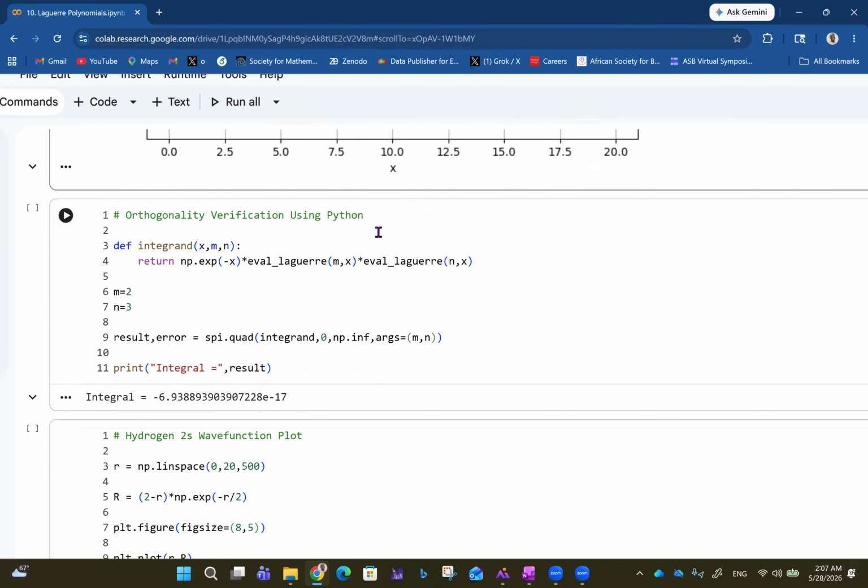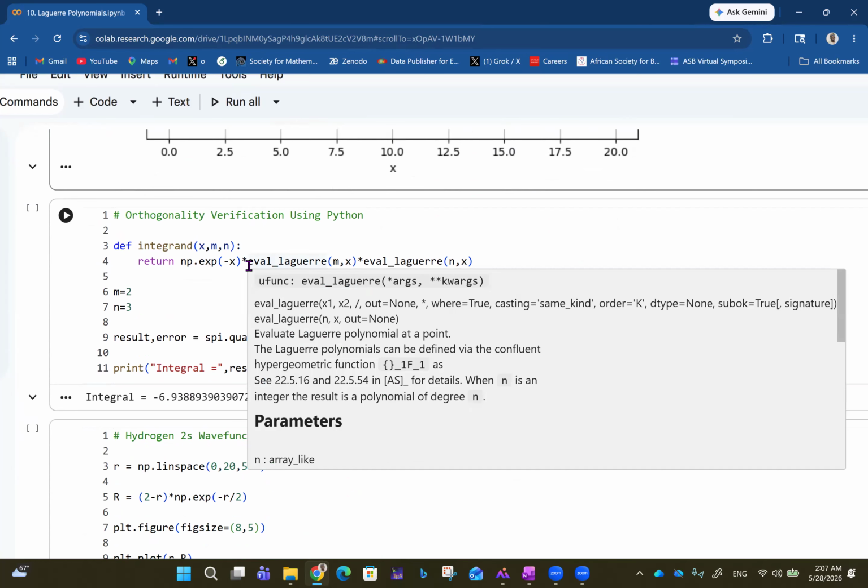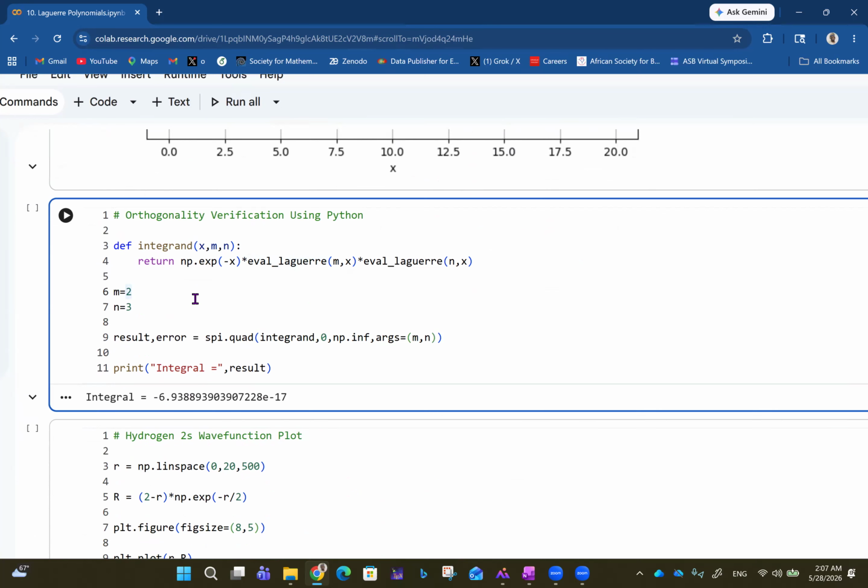Then orthogonality verification using Python, of course. So if you define the integrand, orthogonality is about e raised to minus x, then you have L_m of x, L_n of x, and all that. Here we take m to be 2, n to be 3, and if you do all that, you get minus 6.9 times 10 raised to minus 17. That's as good as 0.